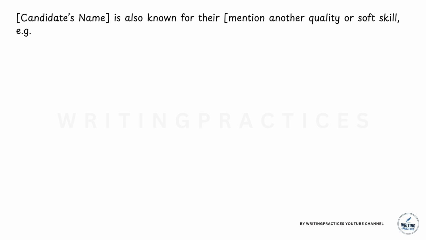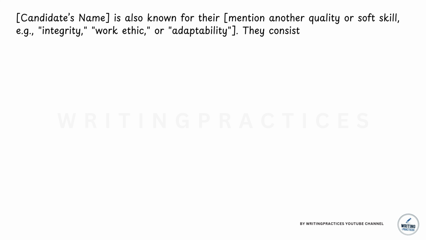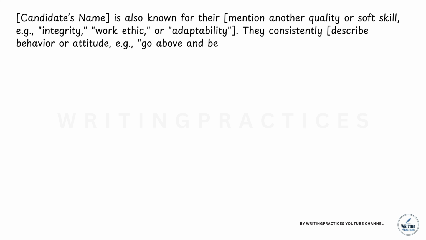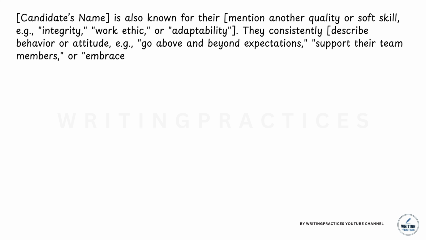Soft skills and personal qualities. The third paragraph emphasizes the candidate's soft skills and character. Qualities like integrity, work ethic, or adaptability can be highlighted here. For instance, "Candidate's name is also known for their mention quality. They consistently describe behavior." Soft skills are just as important as professional achievements because they speak to the candidate's ability to collaborate, lead, and thrive in various environments. This section ensures the recipient gets a well-rounded view of the candidate.